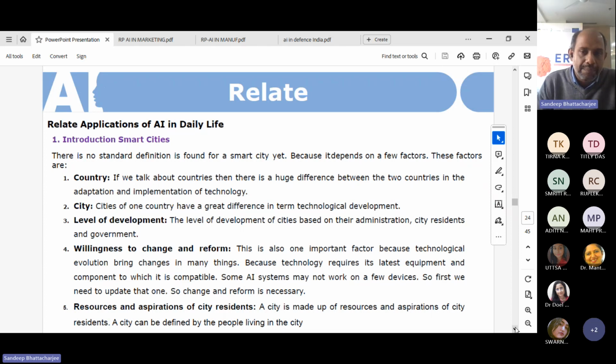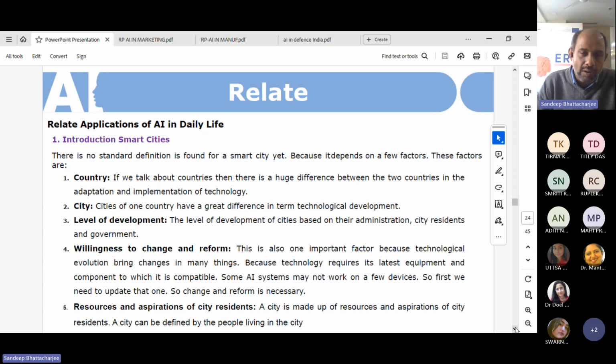Willingness to change and reform. This is also one important factor because technological evolution brings changes in many things. And of course, technology requires the latest equipment. I mentioned technology. What does it mean basically? Is it just how services are being provided to us? No, it means the basic software which is providing the service as well as the hardware which has been created so that it supports the software which provides the service. So both hardware development as well as software development are very important. So technology requires the latest equipment and components with which it is compatible. Very important between hardware development, compatibility.